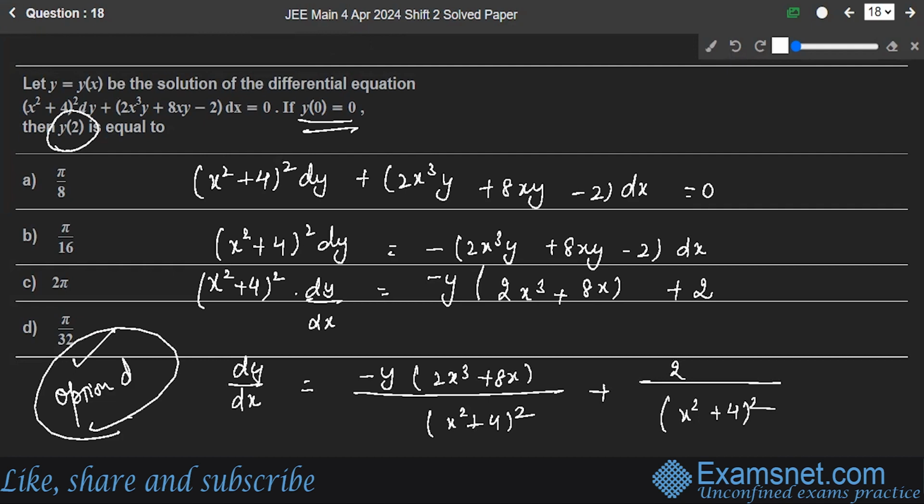Option D is the right answer to the question. Hope you're clear with this. Let's move to the next question.